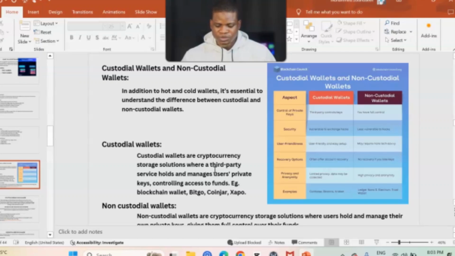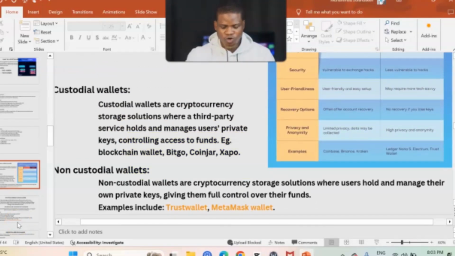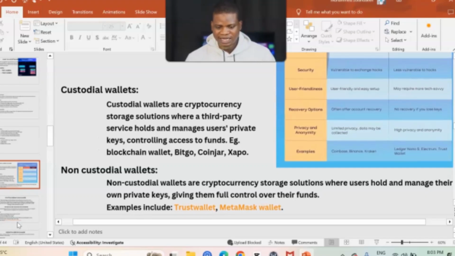So now, we have another type of wallet, which is custodial wallet and non-custodial wallet. In addition to hot and cold wallets, it is essential to understand the difference between custodial and non-custodial wallets. Custodial wallets are cryptocurrency storage solutions where a third-party service holds and manages user private keys, controlling access to funds, e.g. Blockchain wallet, Bitcoin, Coinjar, Sapo. Custodial wallet simply means you use the wallet online, and a company is the owner of that particular wallet. They will be the custodian of your private keys.